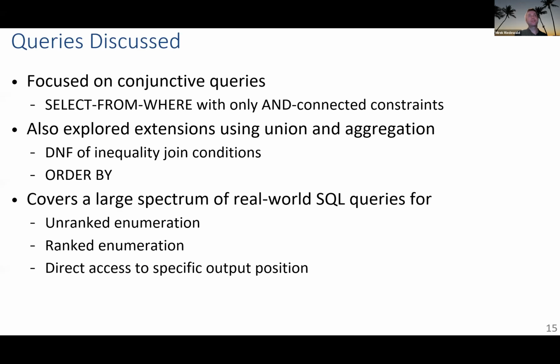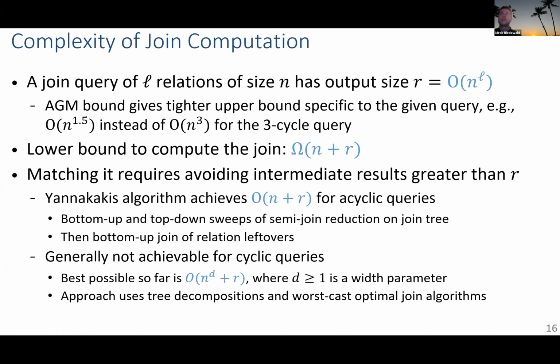So what did we discuss? We talked about conjunctive queries, which are essentially select-from-where join queries with equi-join constraints. We also explored extensions to union and aggregation, for instance, through these DNFs of inequality join conditions, and the order by clause. And we also looked at a variety of versions of that, where we looked at unranked enumeration, ranked enumeration, and also the notion of direct access. Can we jump to the median of a join output without actually even computing the full output? We mentioned that briefly in the beginning. So in terms of the results that we have, in general, a query that joins L relations of size n each has complexity up to order n to the power L.